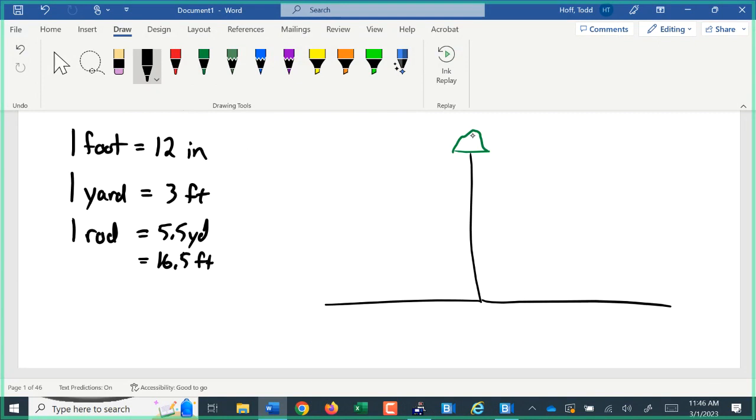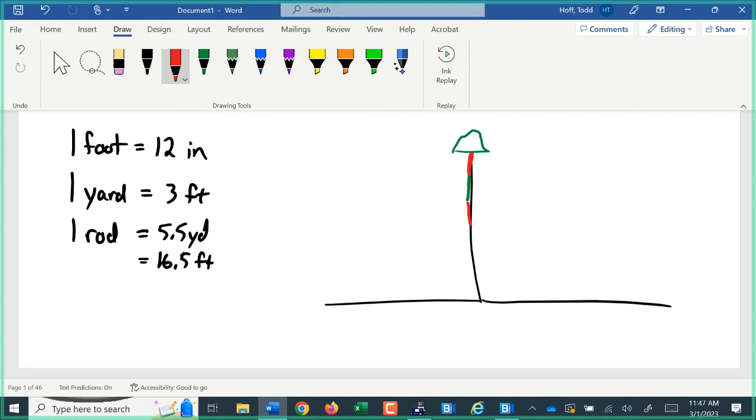We have some landmark, like a big rock. And in order to make sure it's fair, I put my rod on the ground, you take your rod, put it end to end, and we count. 1, 2, and just keep grabbing the rods and flipping them end to end. That was the beginning of land measurement.